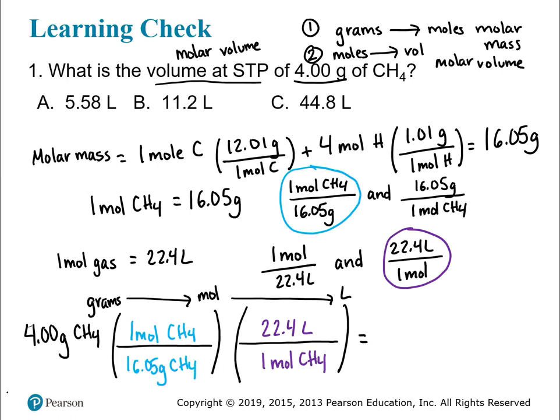Now let's go through and make sure that our units cancel out. The first step, we're getting rid of grams and calculating moles. Check. The second step, we're getting rid of moles, converting that to liters. Check. When you're putting this into your calculator, you're going to take 4 divided by 16.05 and then multiply by 22.4. You should get 5.58 liters, which is A.